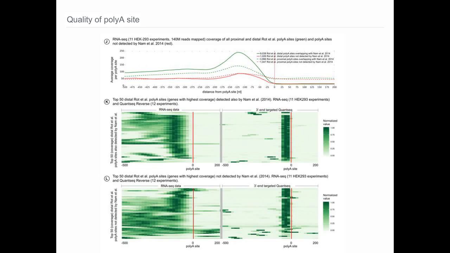The middle and the bottom heat maps show you the coverage in terms of single genes, so each line in the heat map is one gene. Again, if you look at the RNA-Seq data, you see a drop in coverage. And if you look at Lexogen QuantSeq data, you also see a striking signal just before the polyadenylation cleavage site. This again shows you that the data is valid. So we went through a lot of work to really validate the polyA sites, to show that we are working with really significant data.